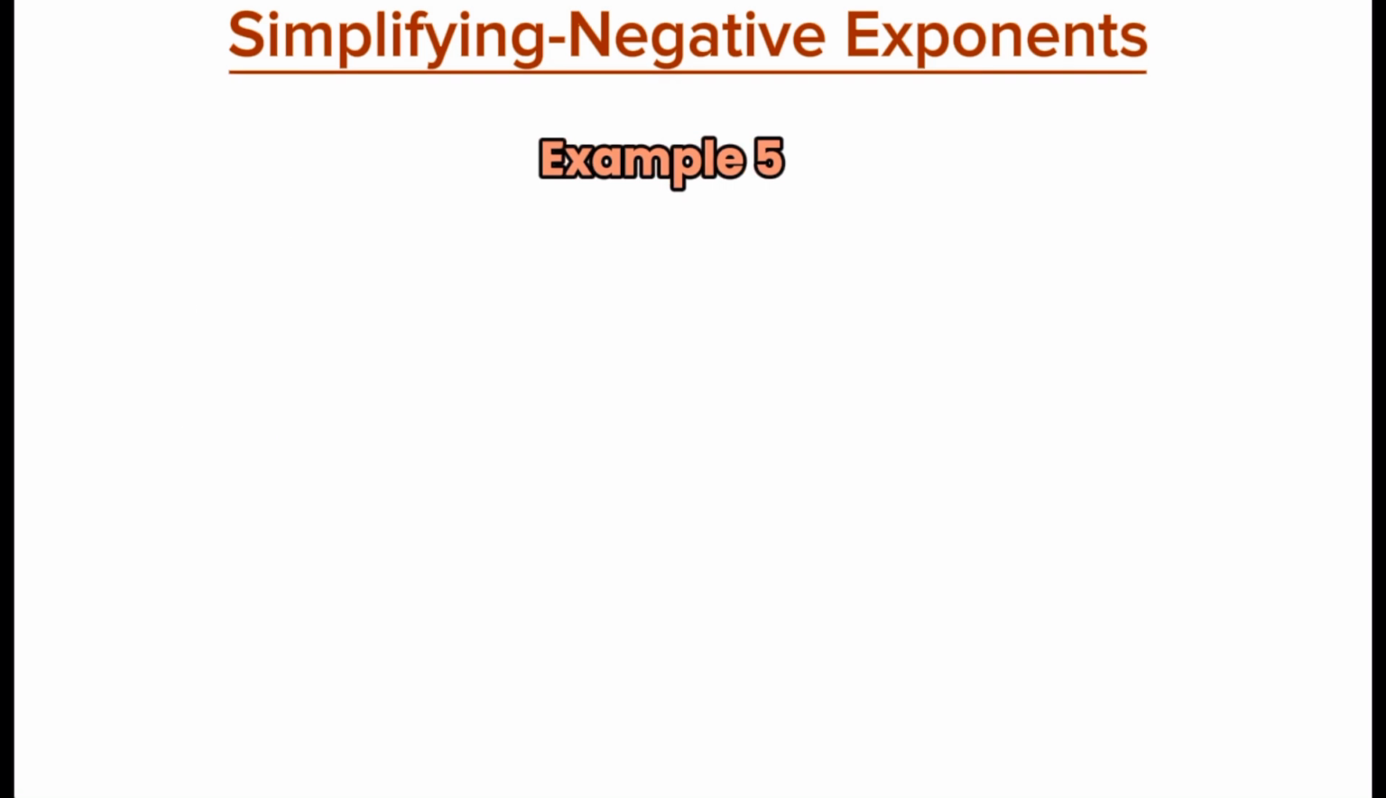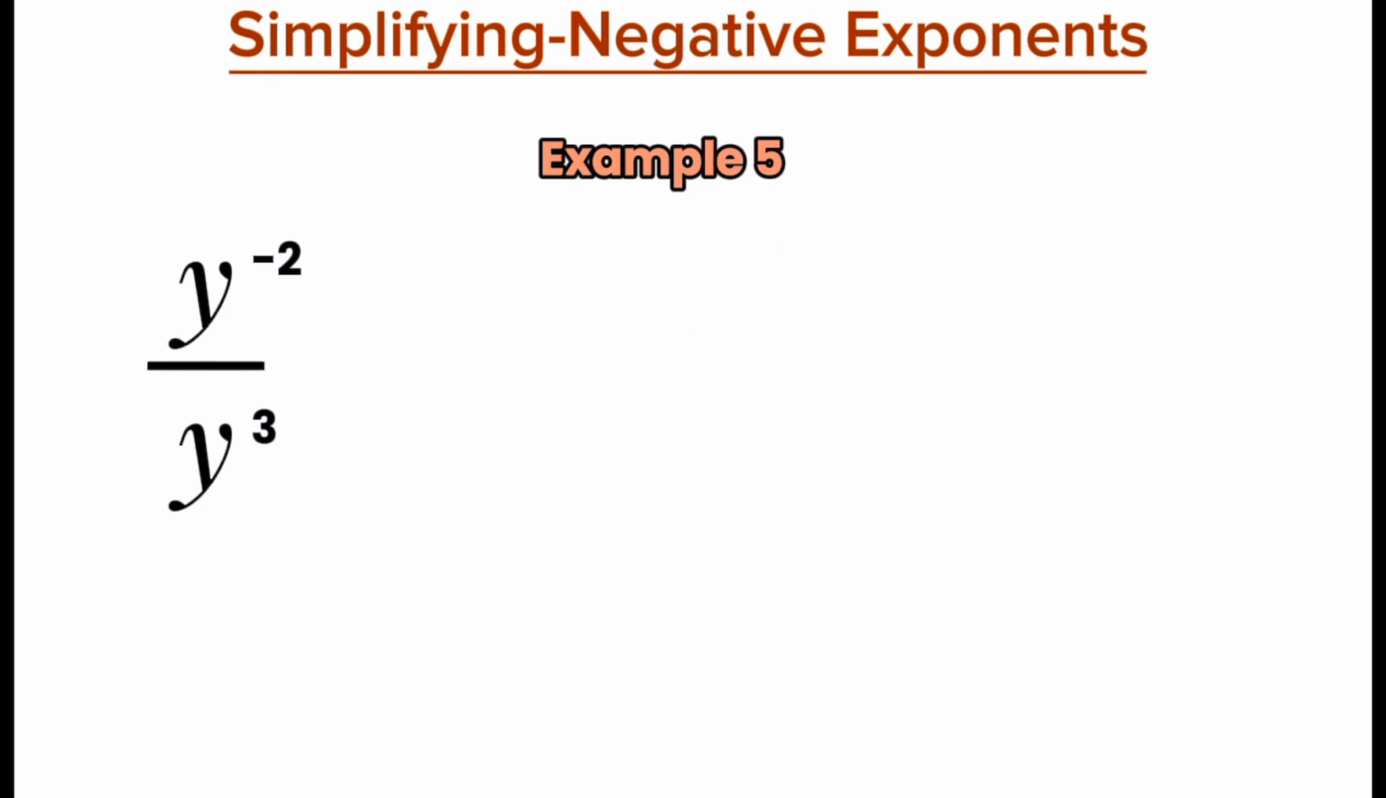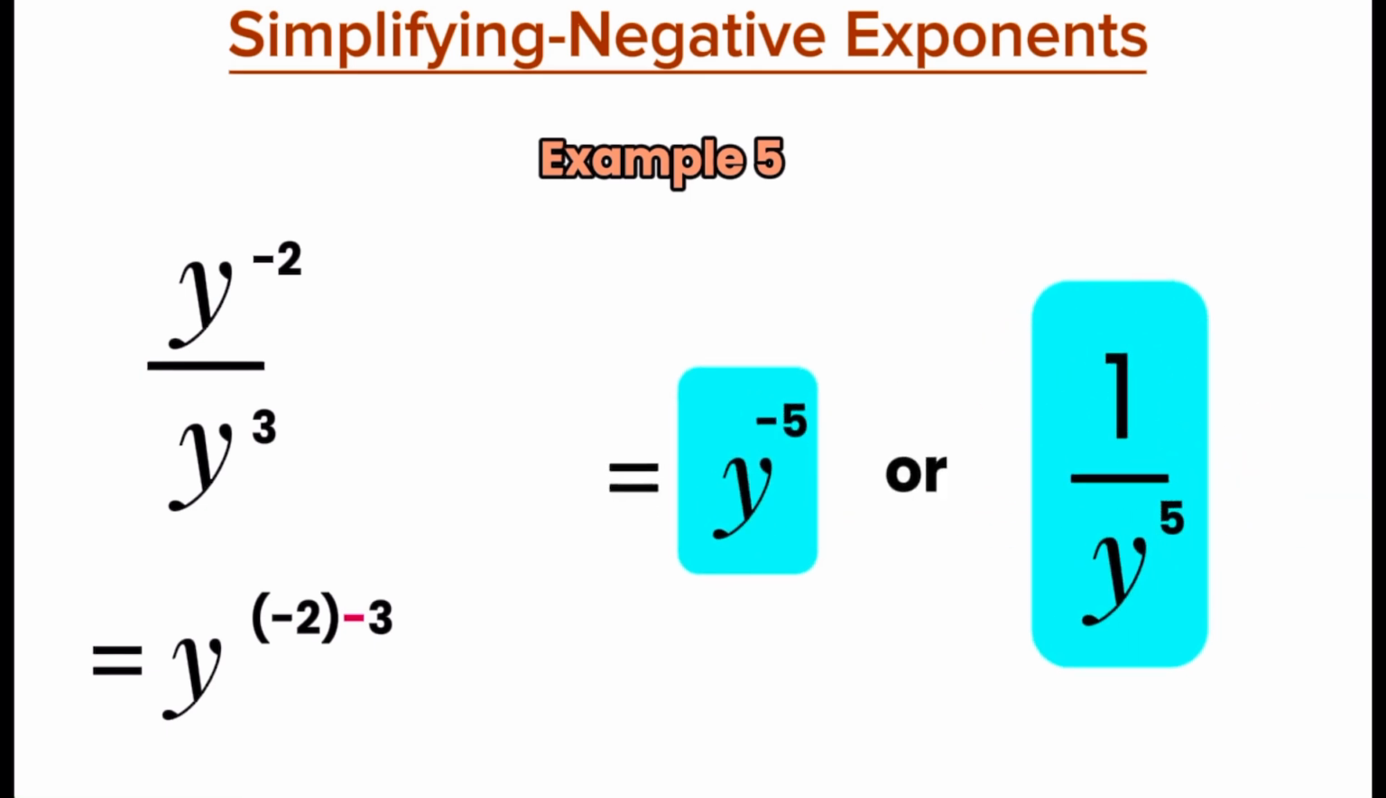Okay, so here we have y to the power of minus 2 over y to the power of 3. Does that mean we flip the expression? I mean, you could, but now the 3 exponent becomes negative. Remember, since the bases are the same and we're dividing, we can simply subtract the exponents. So y to the power of minus 2 over y to the power of 3 becomes y to the power of minus 2 minus 3. Therefore, y is to the power of minus 5, which means the answer is 1 over y to the power of 5.